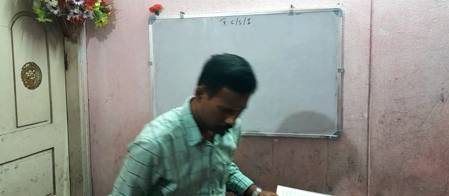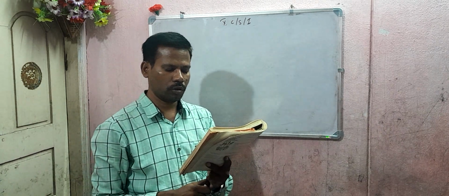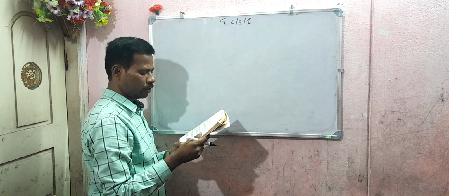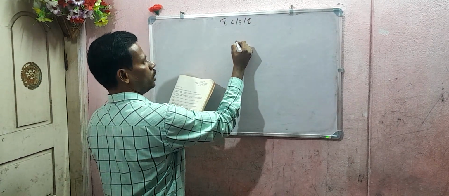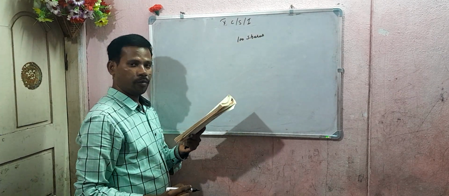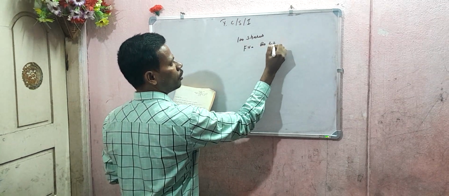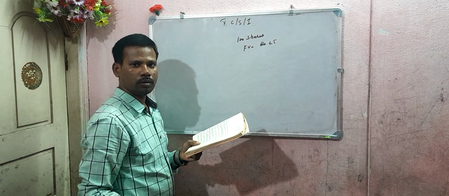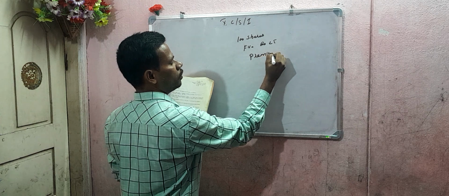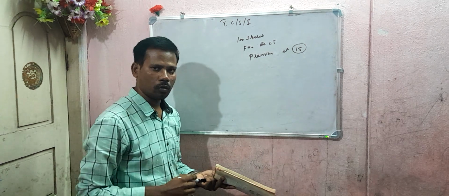Find the cost of 100 shares of rupees 25 each at 15 premium. What are the given conditions? First you write down. He is asking 100 shares of rupees 25, meaning face value of each share is rupees 25. They have used the word premium at 15. So what is the meaning of this?